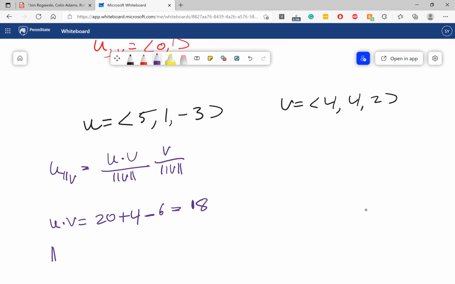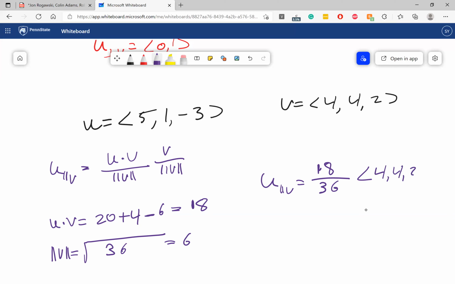And the magnitude of V is going to be equal to the square root of 36, which is 6. So U projected in the direction of V is going to be 18 over 36 times 4, 4, 2, which is equal to 2, 2, 1.